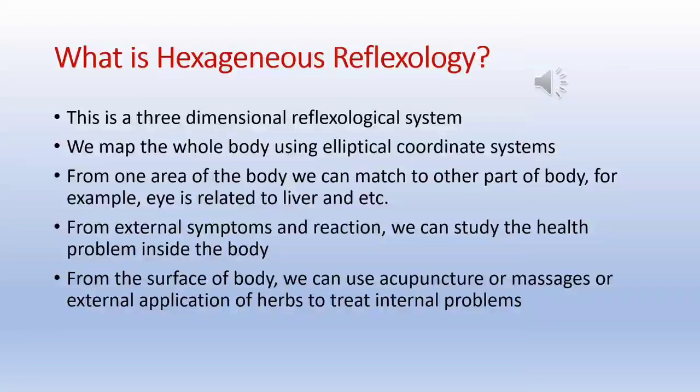Then from external symptoms and reactions, we can study the health problem inside the body. And that's very important, because when you take geronoma, when people come to see you, you can only see the external symptoms. And by studying the external symptoms, we should be able to know what the problem inside the body is. From the surface of the body, we can use acupuncture, we can use massage, or we can even apply geronoma, apply the herbs on the surface, to treat the internal problem.